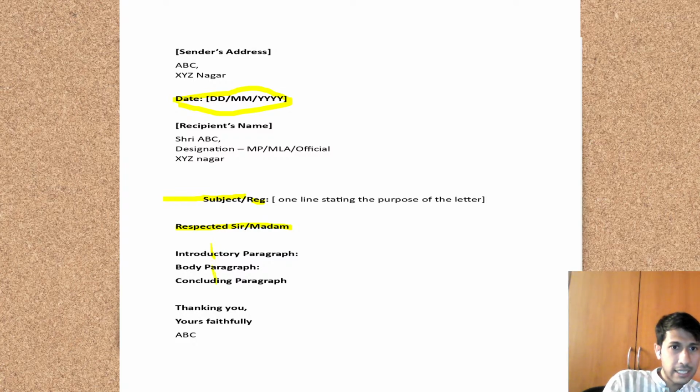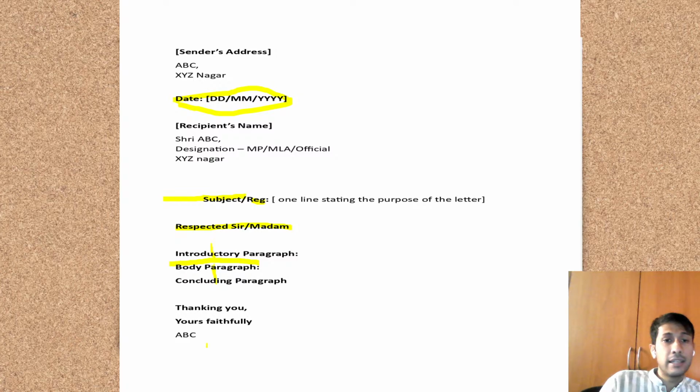Each paragraph starts somewhere from here, and the next line you can continue from here. Same as how we used to do and follow in an essay. So in the introductory paragraph, again you have to state the premise. Remember, you are writing the letter in first person. So the only part where you write in first person is here.